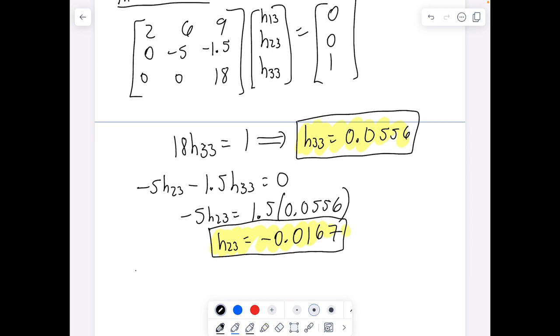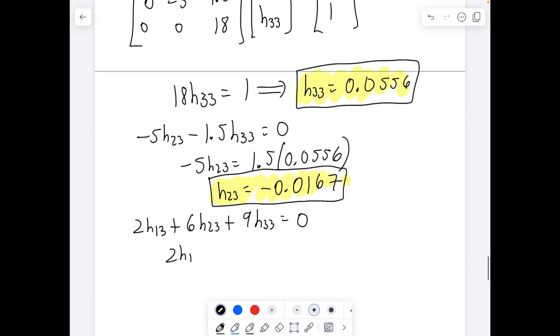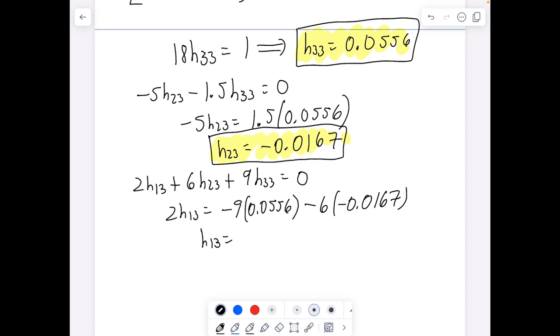Last equation is 2 H13 plus 6 H23 plus 9 H33 is equal to 0. That's our top row of our matrix. 2 H13, if we bring the other term to the other side, it's negative 9 times 0.0556 minus 6 times negative 0.0167. If we do that math, let's double check. I'm just doing it on my calculator. You get roughly, again, negative 0.2.